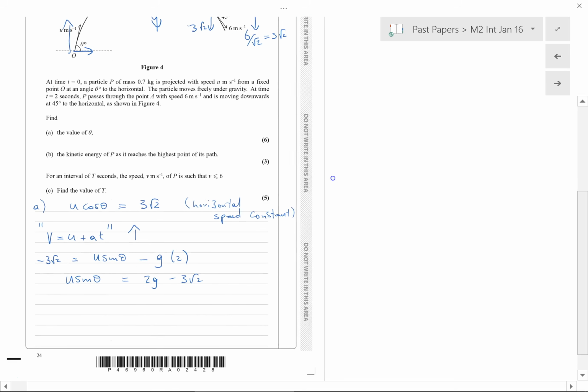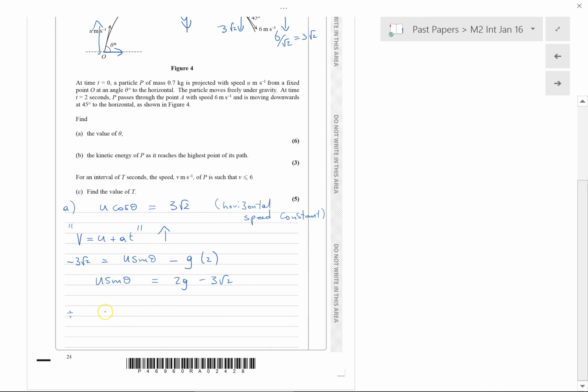So, yes, it's not going to work out too badly at all. If we divide these two, we're going to get tan theta, which is sine theta over cos theta. That's going to be 2g minus 3 root 2 over 3 root 2. Now if I find the inverse tan of that, I get theta is equal to 74.6 degrees, or 75 degrees to 2 significant figures. Okay, theta is 74.6 degrees. And that is the first part done.